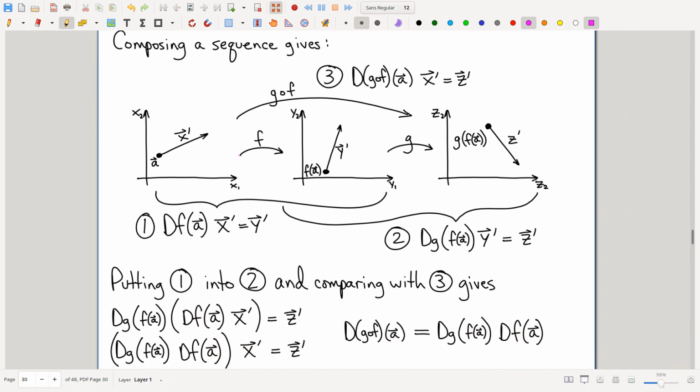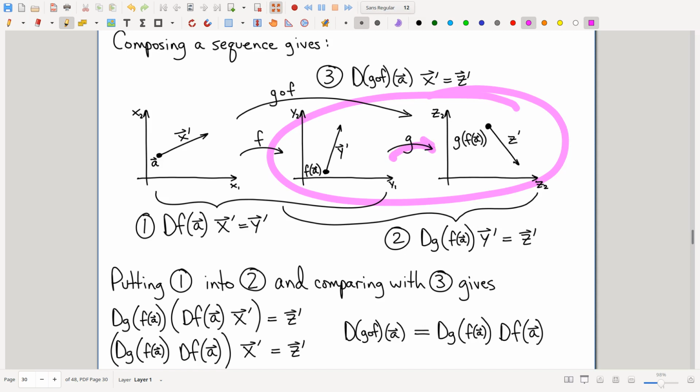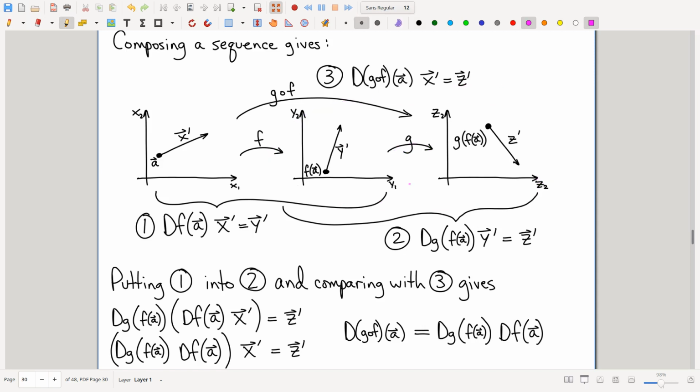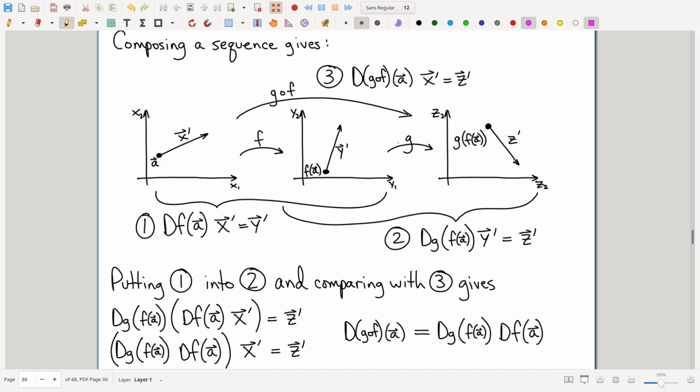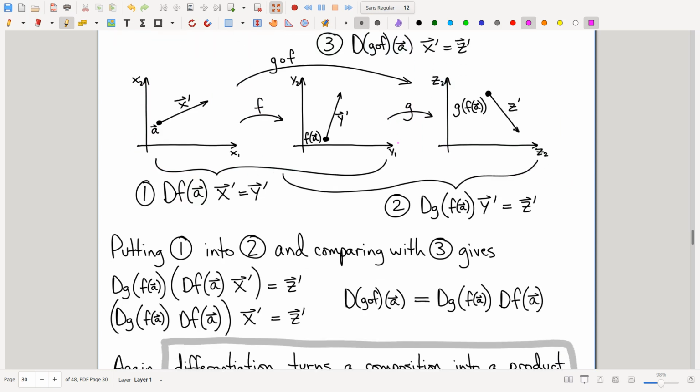Notice we have here a function. The x variables are the inputs, the y variables are the outputs. Here's another function. The y variables are the inputs, the z variables are the outputs. And again, just like in the single variable case, you can talk about composing them, where the x's are the inputs and the z's are the outputs. And again, you can do this algebraically or sort of intuitively. Let's do the algebra first.